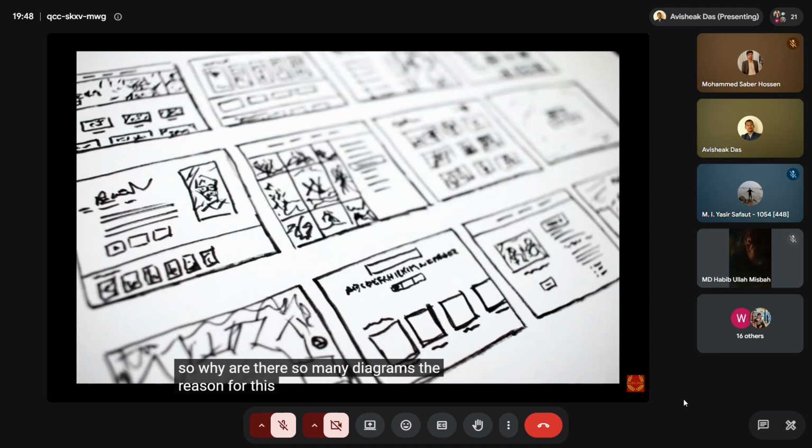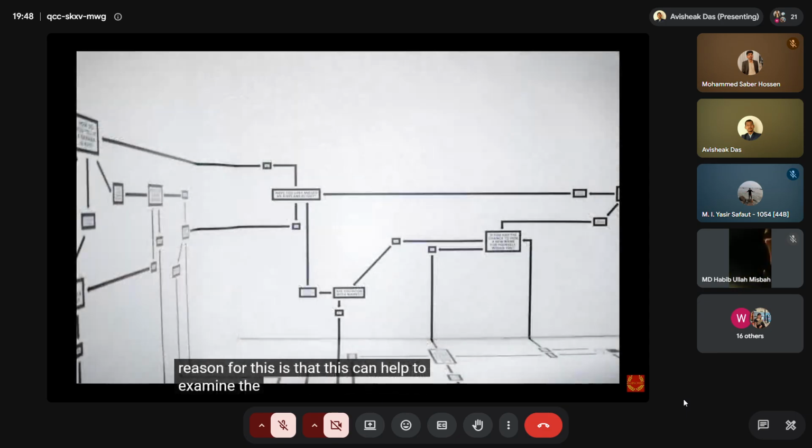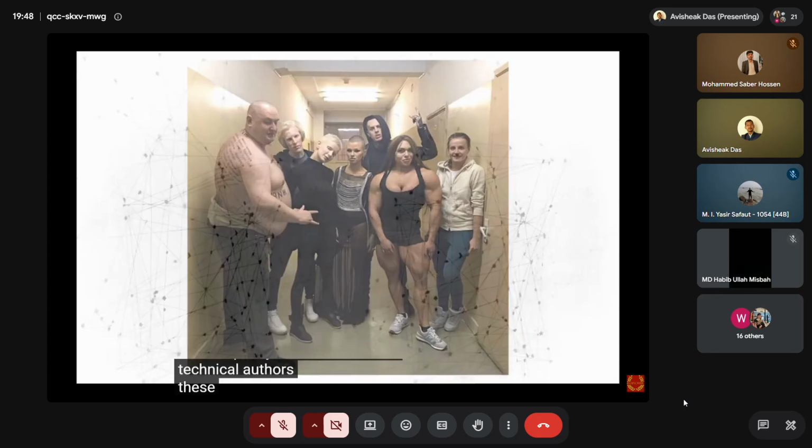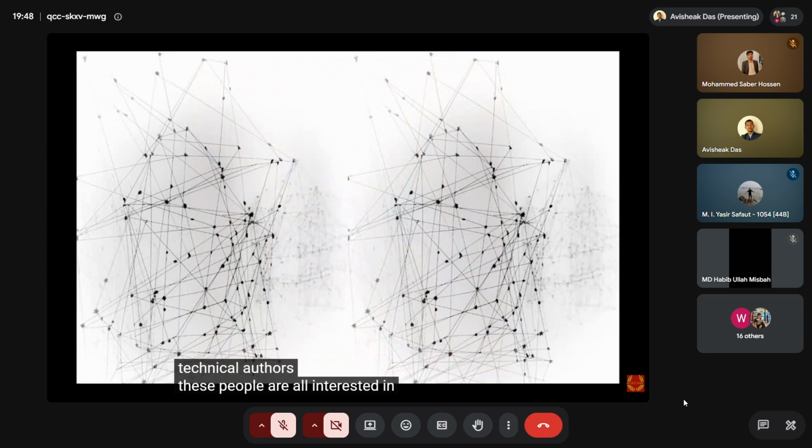The reason for this is that this can help to examine the system at different angles, and there can be many participants involved in software development. For example, analysts, architects, coders, testers, quality control, customers, technical authors. These people are all interested in different aspects of the system, and each requires a different level of details.